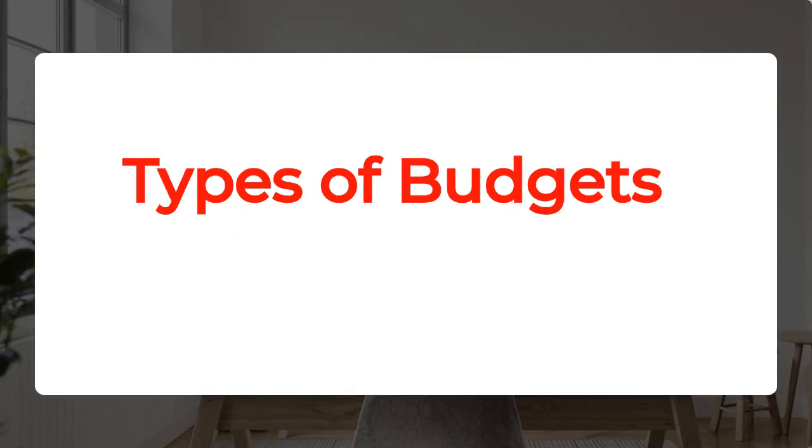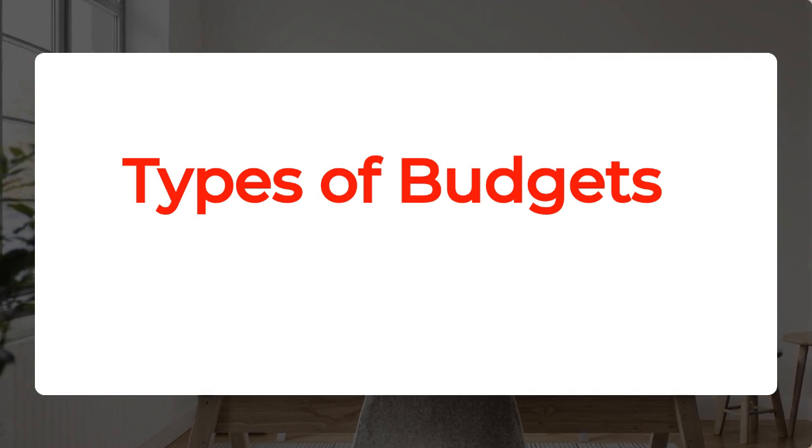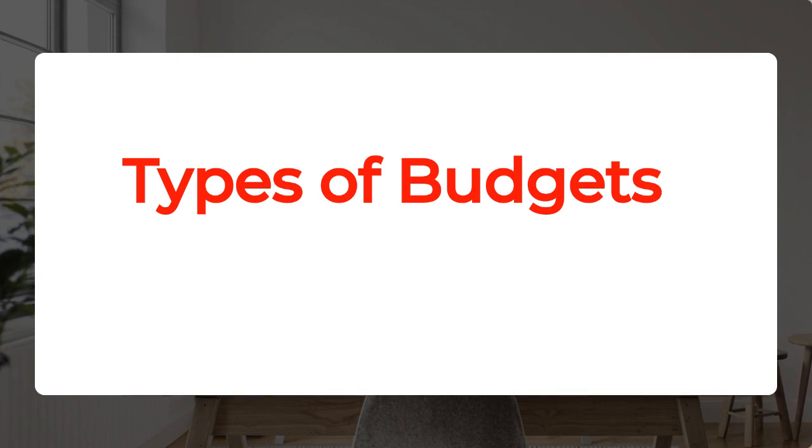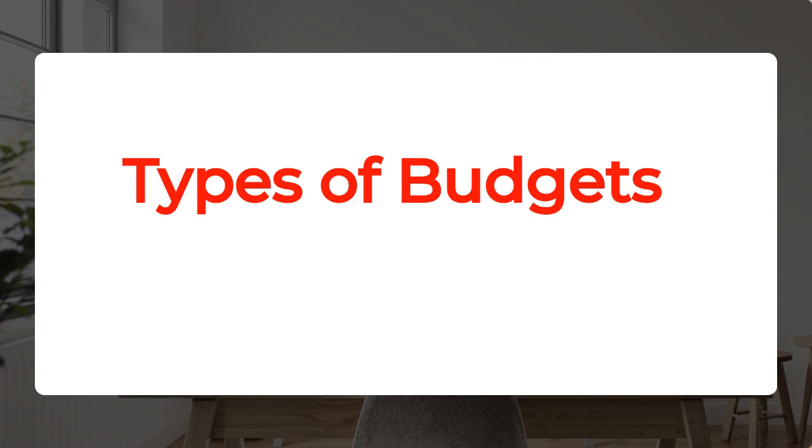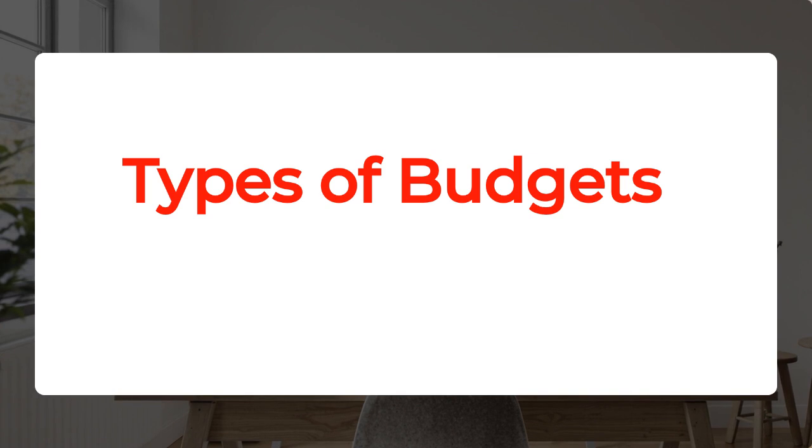Types of budgets. A. Based on time. Short-term budgets, up to 1 year. Long-term budgets, over a year, strategic in nature. Rolling, continuous budgets, updated regularly, e.g. monthly or quarterly.